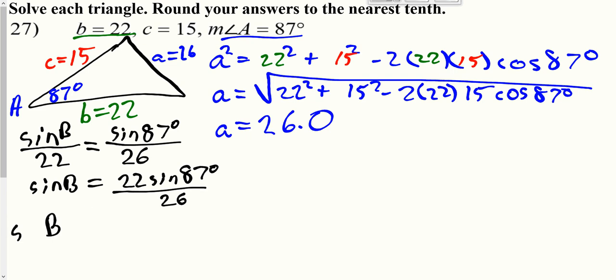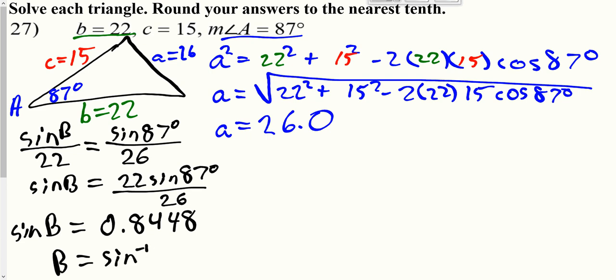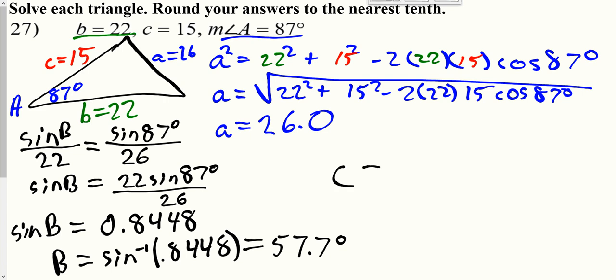And then do sine of B, type in that whole right-hand side, get a nice decimal, at least 4 places, and then get rid of the sine. You have to do sine inverse of that whole decimal you just got. And then you can type that into your handy-dandy calculator. You get 57.7 degrees. Then remember to find your third angle, you can just subtract the two angles from 180, and you get angle C to be 35.3 degrees.